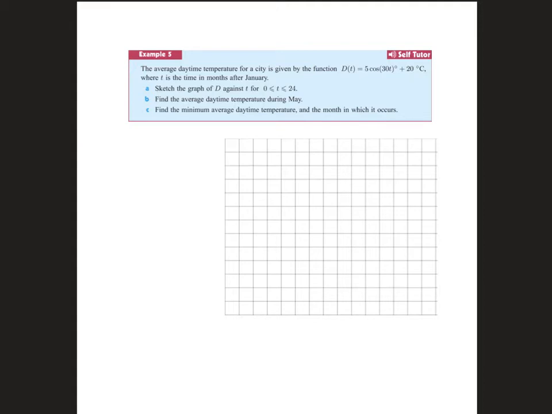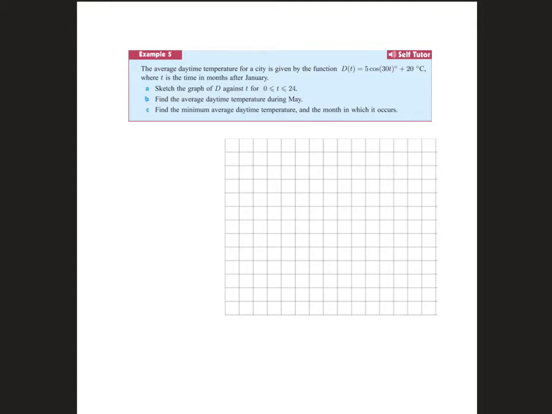And so again, if you end up doing an IA that focuses on mathematical modeling, which is very popular for students and in particular SL students, you're going to want to pay attention to this process and become very familiar with it. So it says the average daytime temperature for a city is given by the function, where t is the time in months after January.